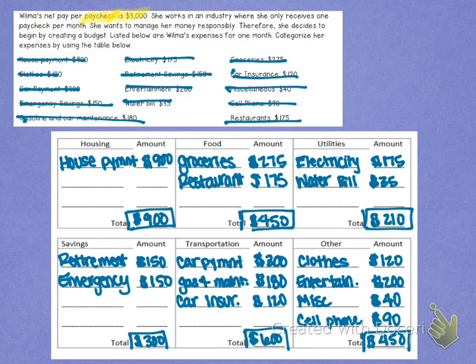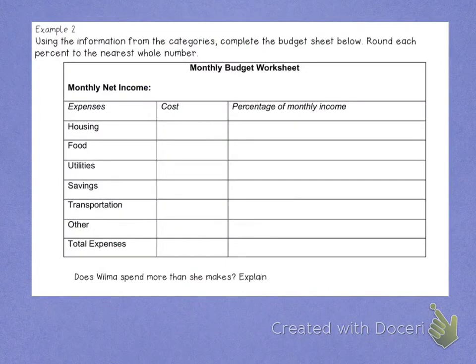Okay, so go ahead and check your boxes with mine and make sure you put everything in the correct spot. So housing $900 total, food $450, utilities $210, savings $300, transportation $600, and other $450. If you made a mistake, go ahead and press pause and fix it. Okay, then we are going to use the information and find the percentages for her budget. Her monthly net income is $3,000.